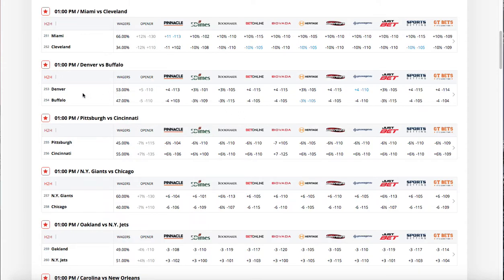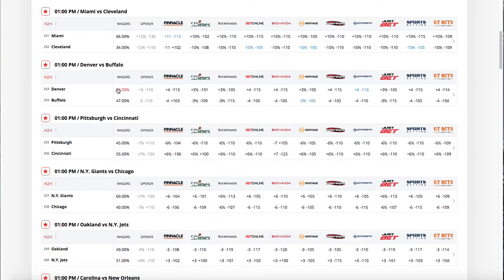And let's look at this Denver-Buffalo game. 53% of the tickets are on Denver. 47% of the tickets are on Buffalo. Okay? Now, if it started out Buffalo +5 and it's gone all the way down to 3.5 to 4, what does that tell you? Basic line movement. Majority of the tickets are on Denver. Majority of the money is on Denver, right?